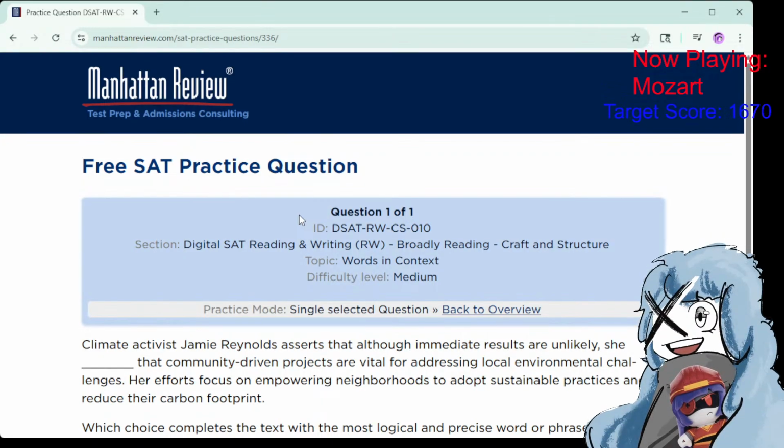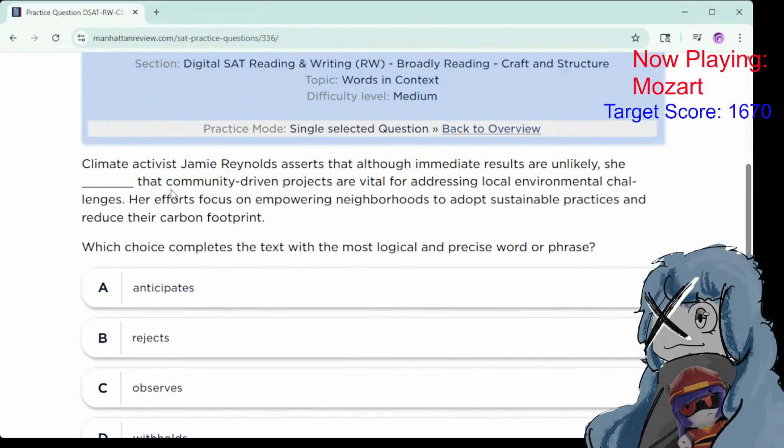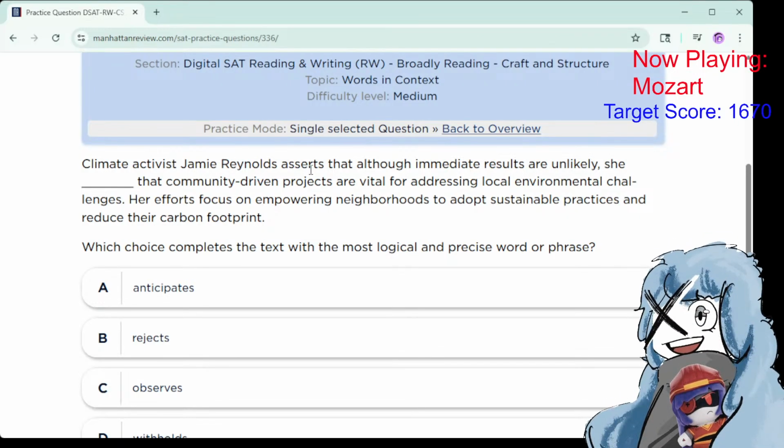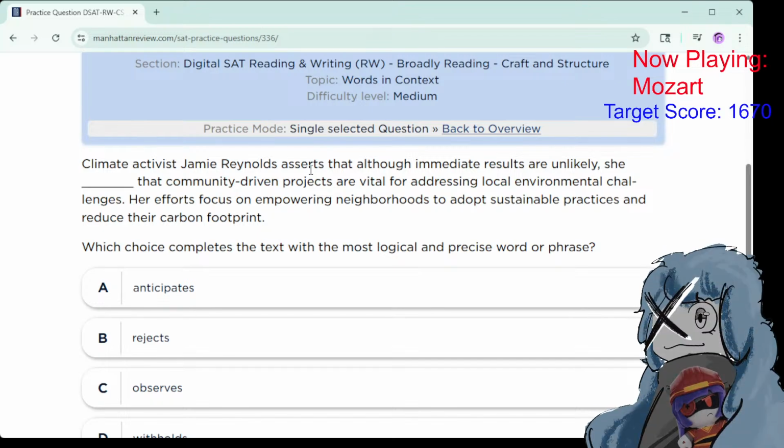Another is a wording context one, medium. Climate activist Jamie Reynolds asserts that although immediate results are unlikely, she blank that community-driven projects are vital for addressing local environmental challenges. Her efforts focus on empowering neighborhoods to adopt sustainable practices and reduce their carbon footprint. Which choice should complete the text?